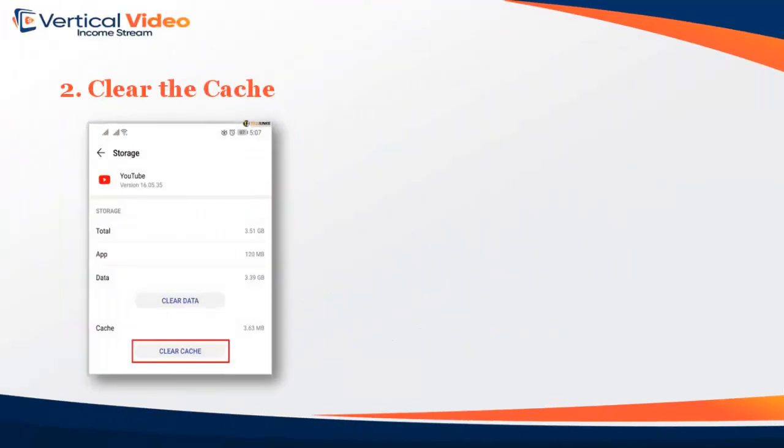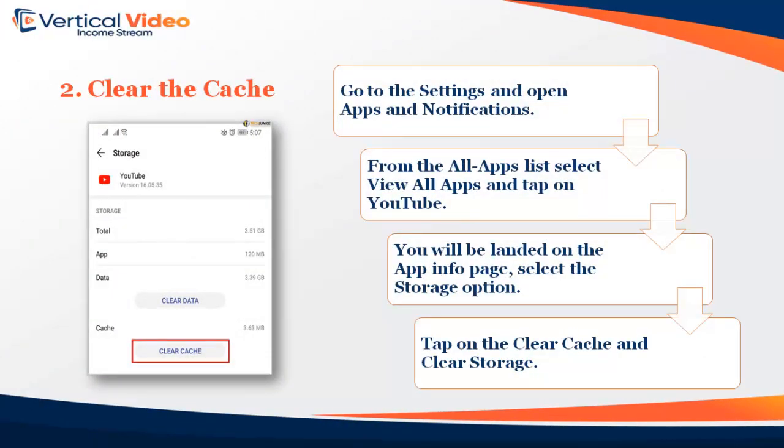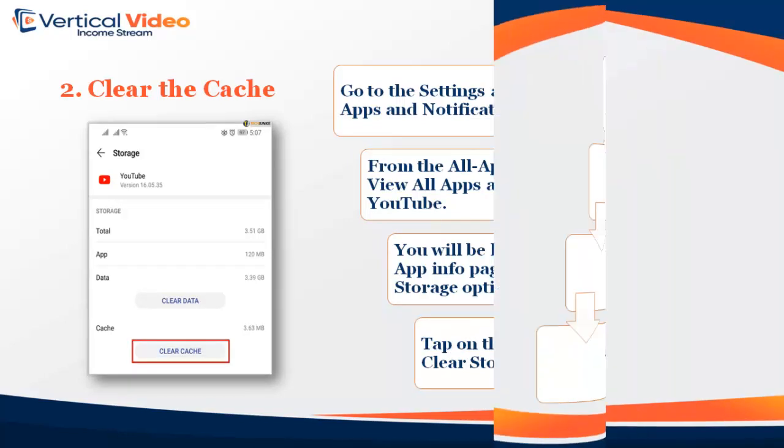2. Clear the cache. Go to Settings and open Apps and Notifications. From the All Apps list, select View All Apps and tap on YouTube. You will land on the App Info page. Select the Storage option. Tap on Clear Cache and Clear Storage.